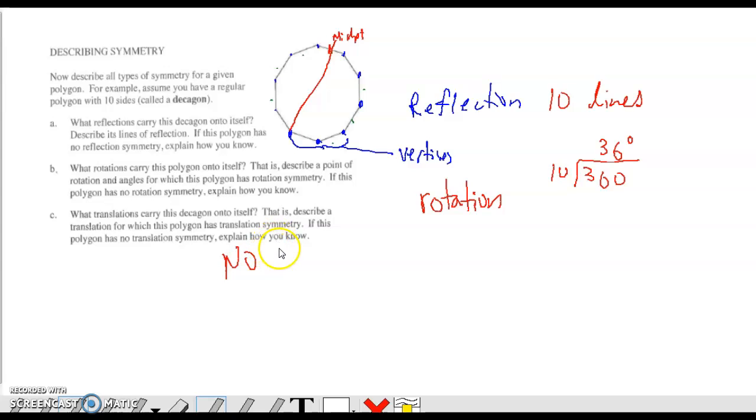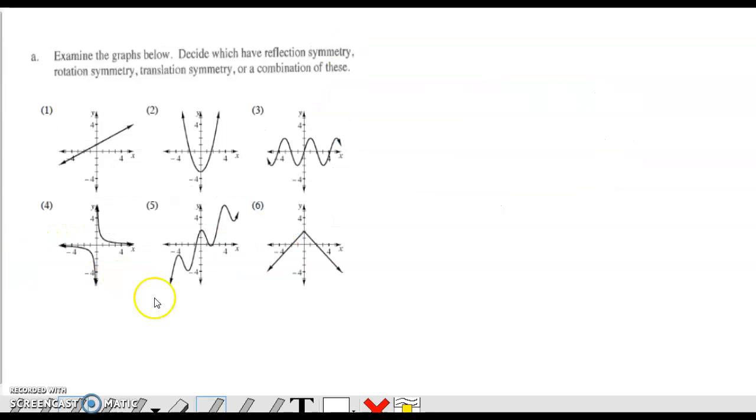So one last thing that I want to show are these graphs, right? So I want you to, again, pause the video, see which ones have reflection symmetry, rotation symmetry, and see now if any of these do have translation symmetry or a combo of them. So go ahead, pause the video now.